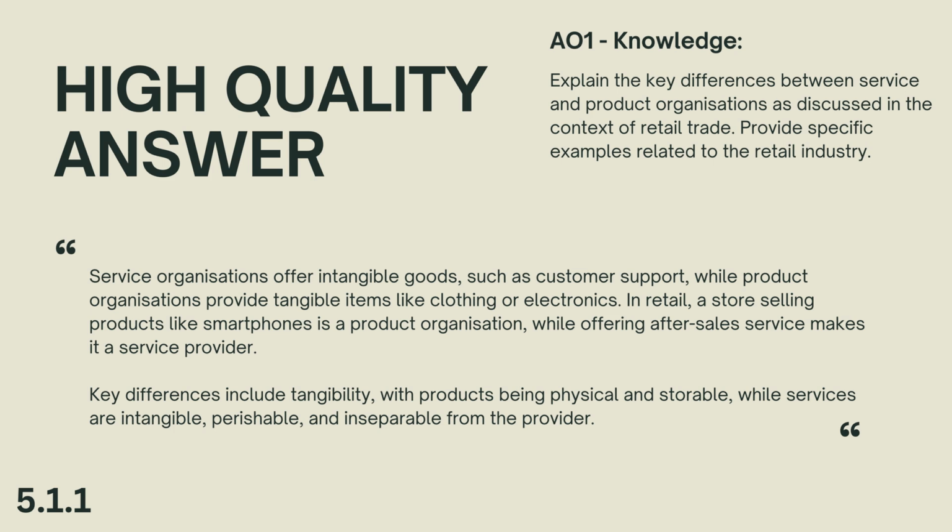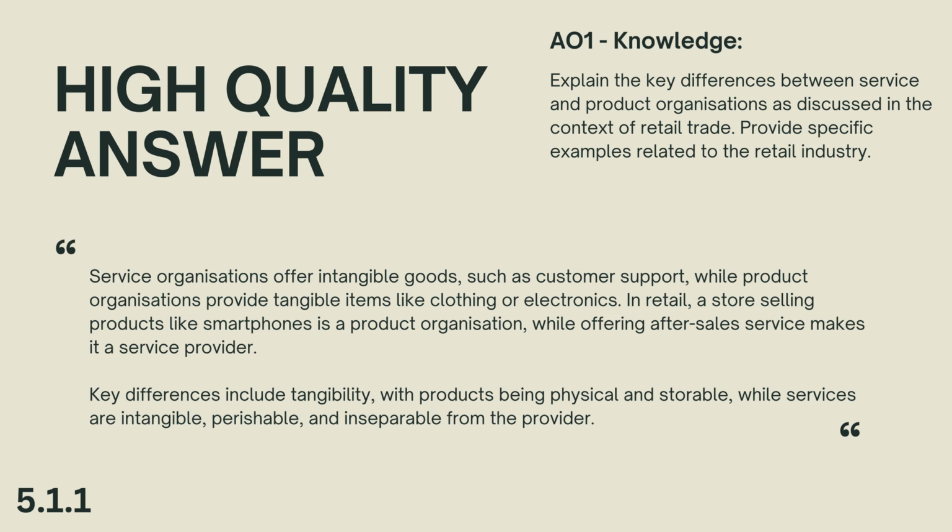First, you'd want to start with clear definitions of both service and product organizations. For example, you might say that product organizations create and sell tangible goods, while service organizations offer intangible activities or benefits to customers. You'd provide multiple relevant examples from the retail industry. For tangible products, you might mention clothing items or electronics that the retail chain sells. These are physical goods that can be stocked, displayed, and purchased.